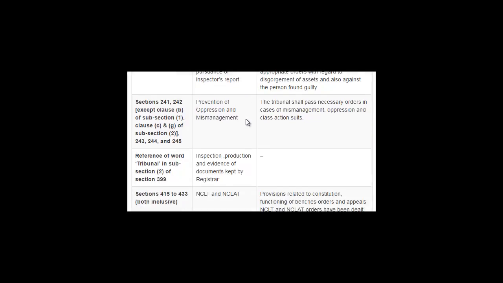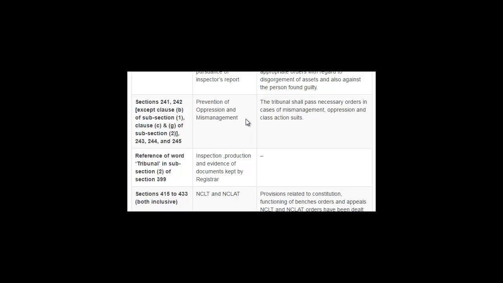Okay, sections 241, 242, except clause B of subsection 1 and clauses C and G of subsection 2, 243, 244, 245. Mainly, this is a huge section if we talk about the earlier Act, sections 397 and 398 of the Companies Act 1956, prevention of oppression and mismanagement. Now, being relevant, hold it to 241, 242, 243, 244 and 245, which talk about the tribunal passing necessary orders in case of oppression and mismanagement. And now another part is being added over here, which is known as class action suits, which is being taken from US laws.